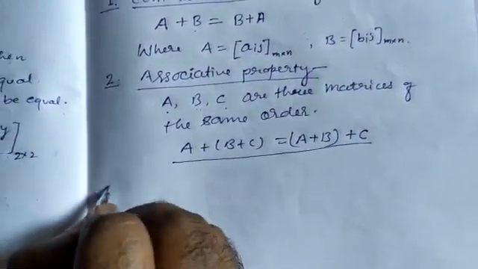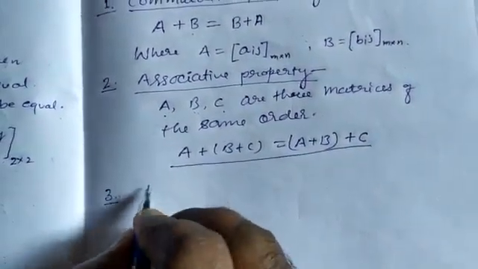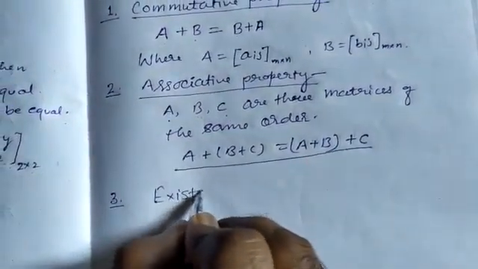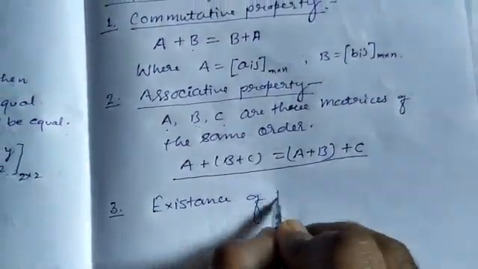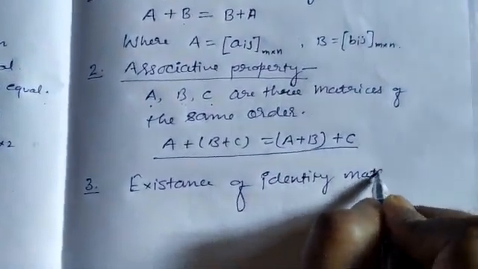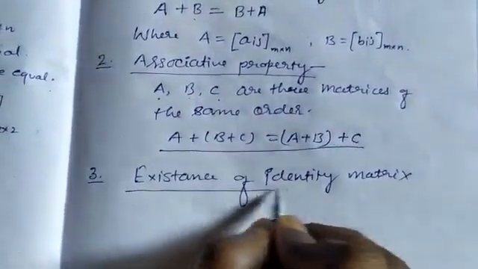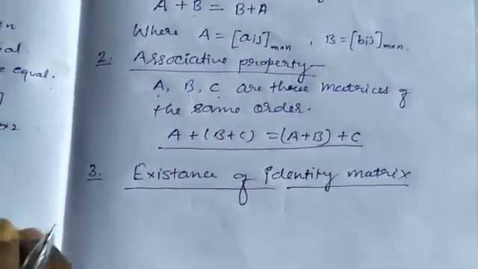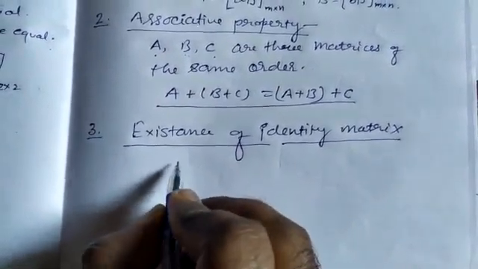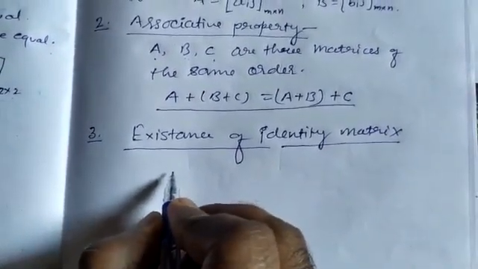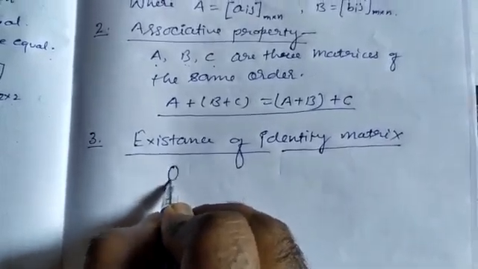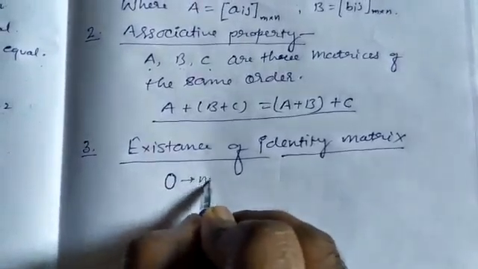And the third property is existence of identity matrix. Identity matrix in case of addition will be the zero matrix. This is O, the null matrix.